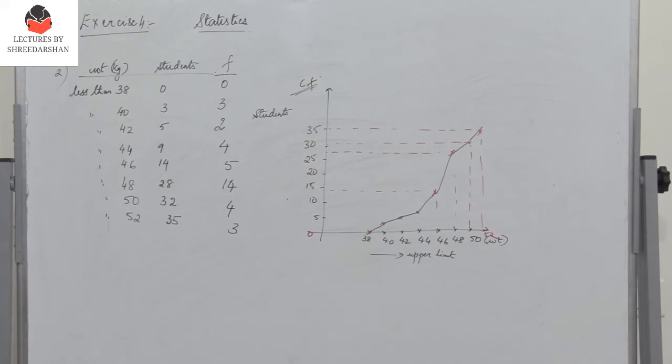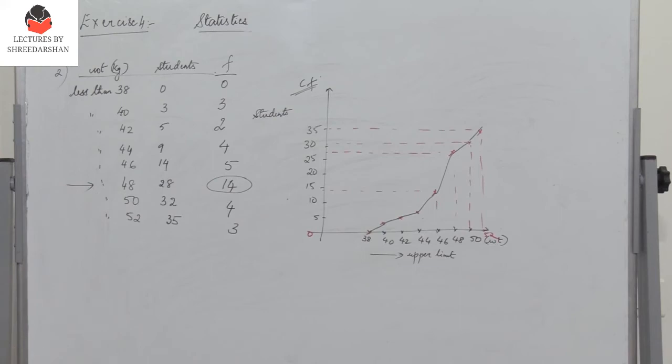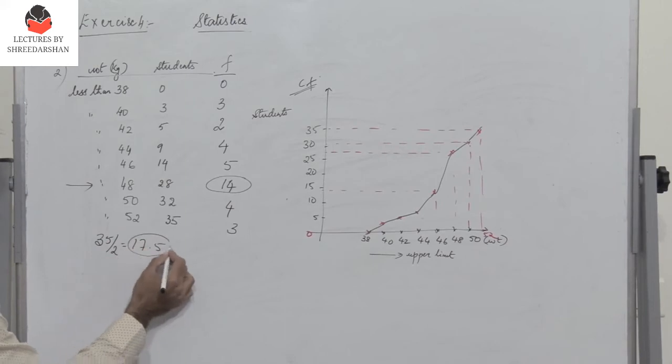So using this, I basically have to find the median. So we know that to find the median, we usually consider the maximum frequency. So where does the maximum frequency occur? The maximum frequency occurs in this class interval, right? So this is 14. So the maximum frequency occurs in this class interval, right? So therefore, 35 by 2 is 17.5.